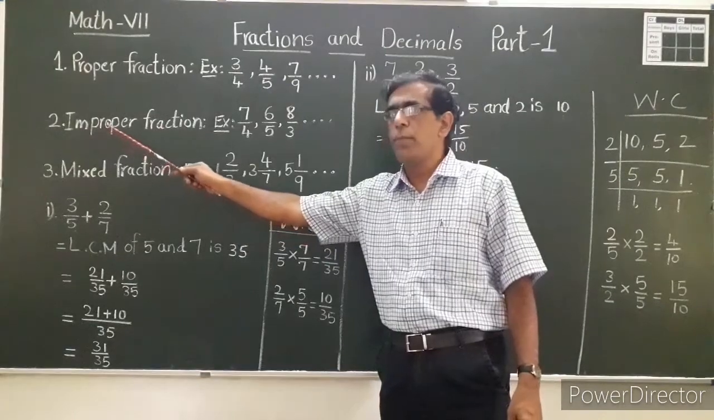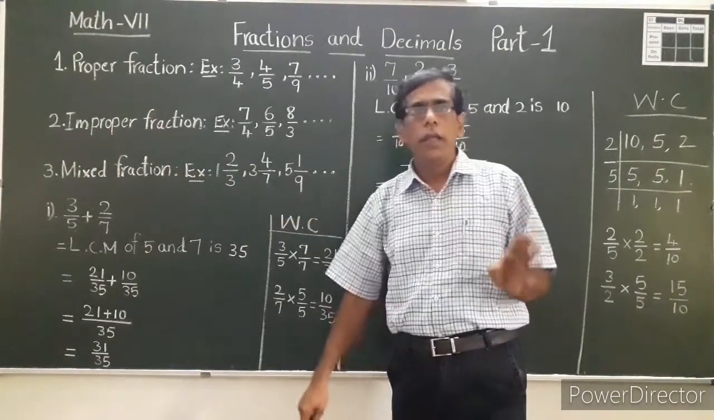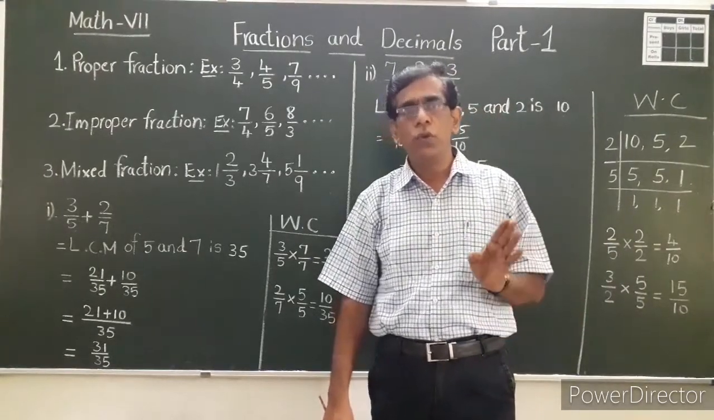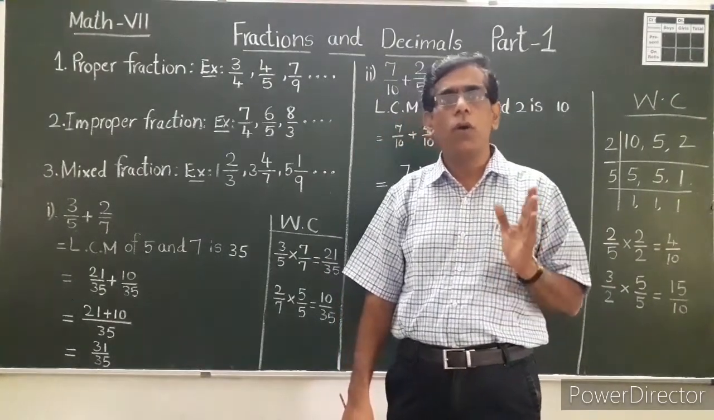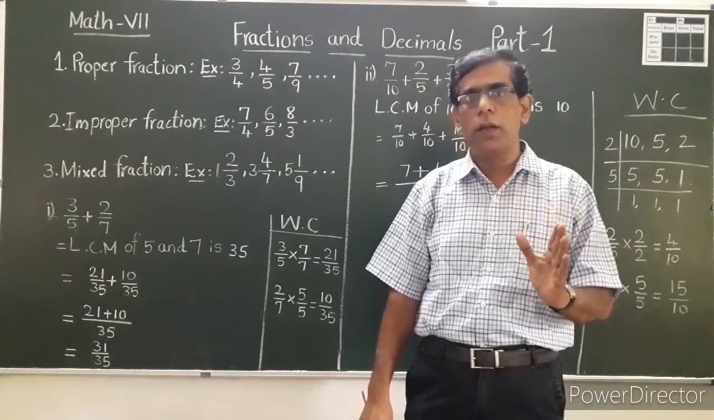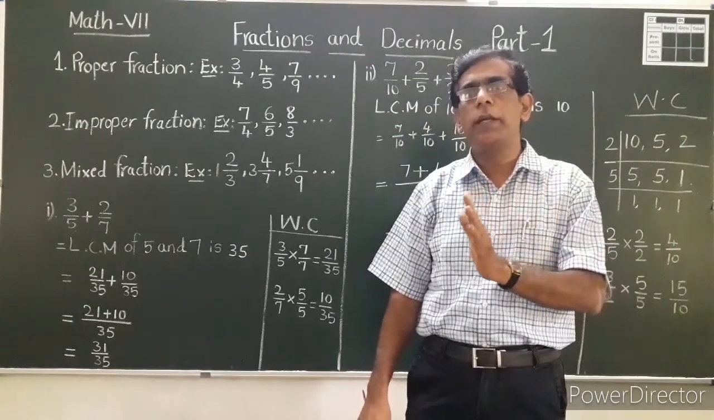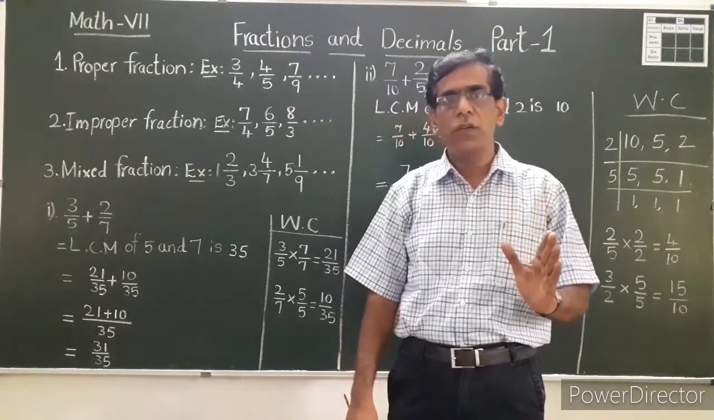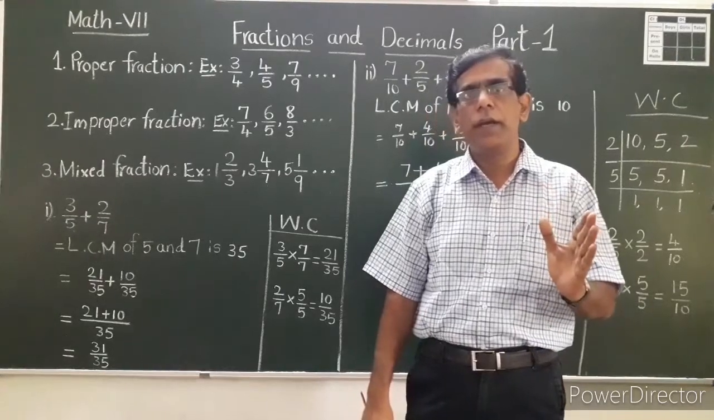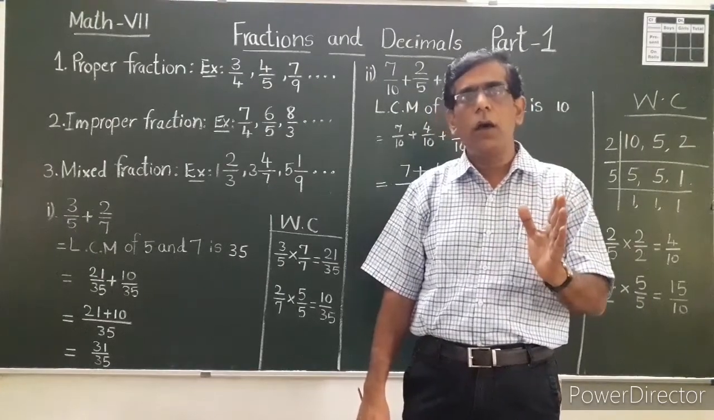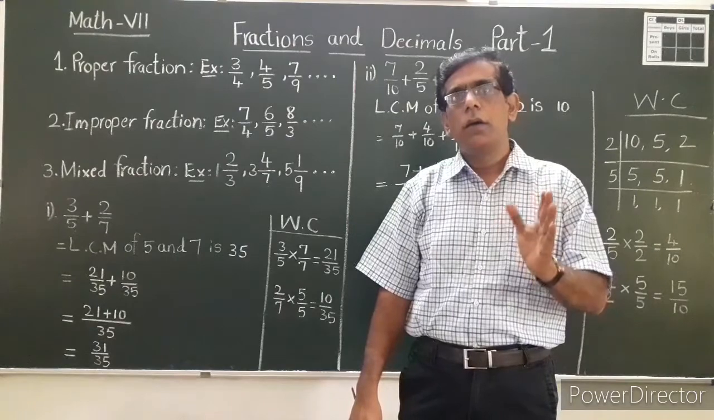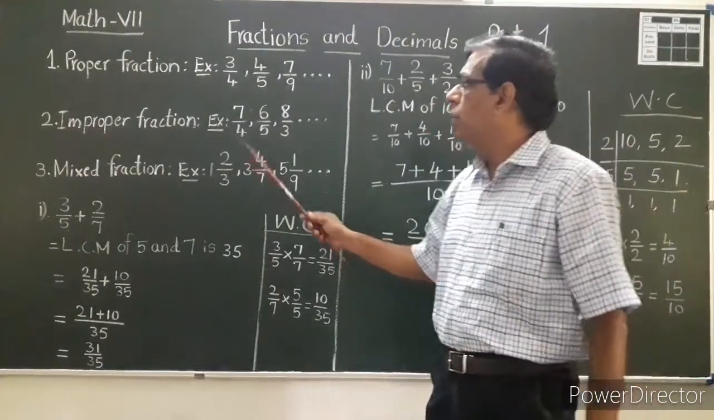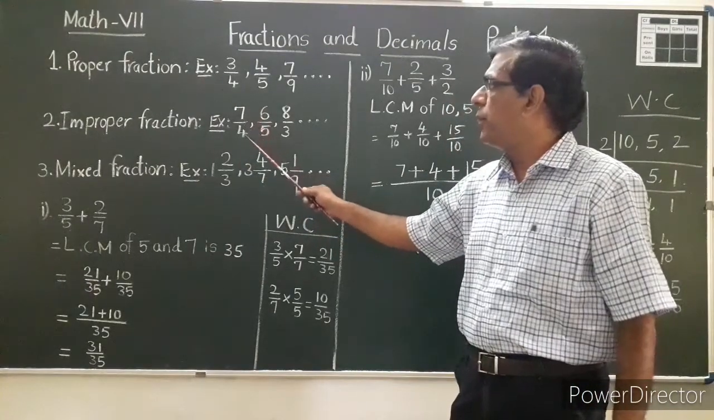The second type is improper fraction. An improper fraction is a fraction whose numerator is more than or equal to its denominator. Improper fraction is a fraction whose numerator is equal to or greater than the denominator.